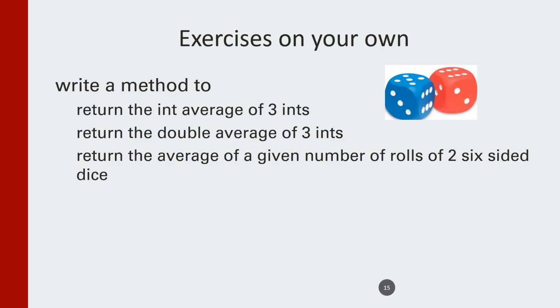I'm ending this set of exercises for you to do on your own. So write a method to return the int average of 3 ints. Return the double average of 3 ints. And then finally return the average of a given number of rolls of two six-sided dice. So here this might be a little bit tricky, so you can try to do 3 rolls of two six-sided dice to begin with. This will get you a little bit more experience with using the math class and basic operators and also the random class.